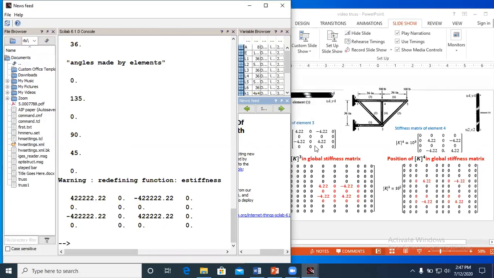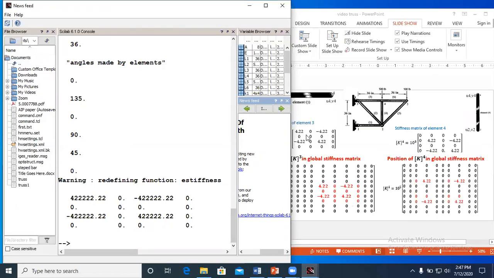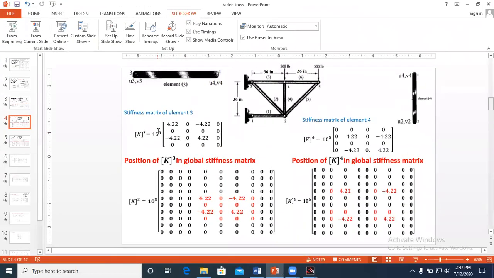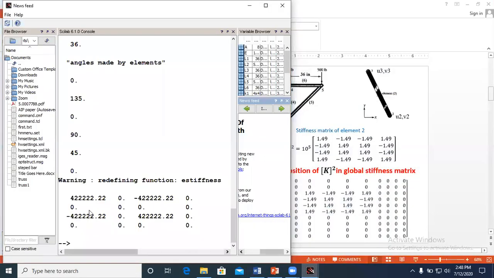You can see here also, it is for element number 1. This is the stiffness matrix for element number 1. It is 4.22, 0, minus 4.22, 0, 0, 0, 0, 0, minus 4.2, 0, 4.2, 0, 0, 0, 0, 0, into 10 raised to 5. So you check this value. 4.2 into 10 raised to 5 is 1 2 3 4 5. Now this is the stiffness matrix of the first element.